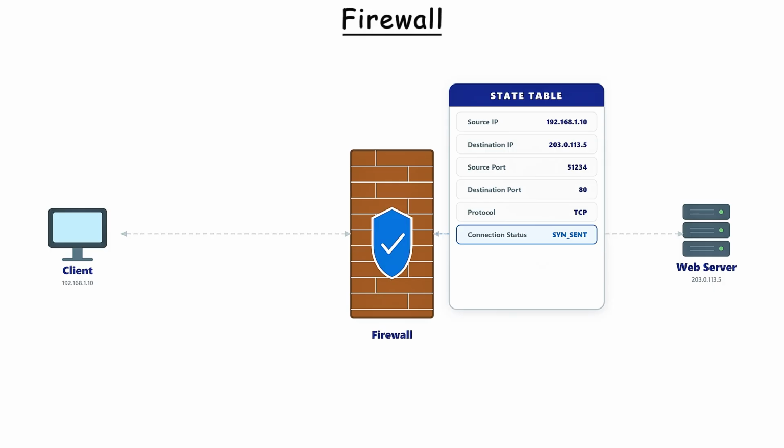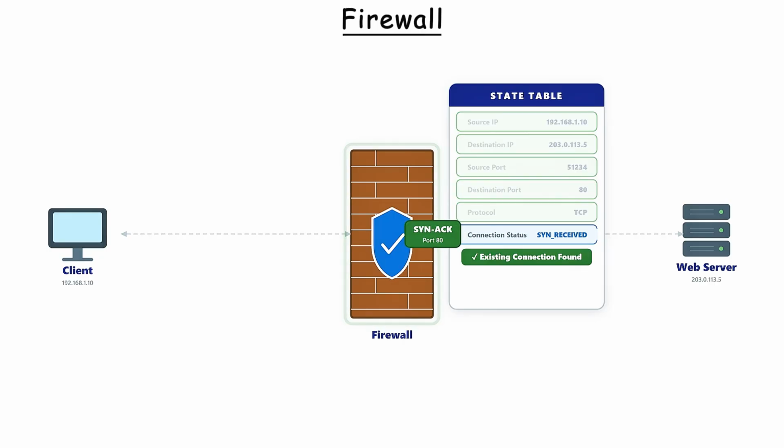So now with the reply packet from the server to a device, which is the send ACK packet, the firewall will now take this packet and compare it to the state table.